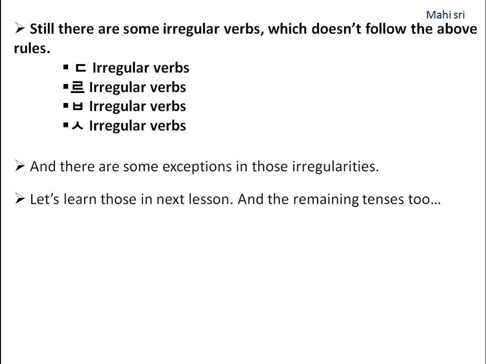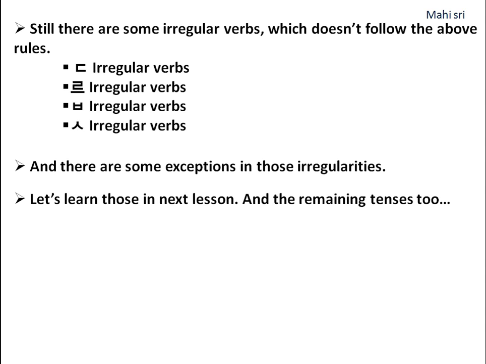Here, there are still some irregular verbs which don't follow these above rules, and I'm gonna explain them in the next lesson. And there are some remaining tenses: past tense, future tense, and present continuous tense. I will explain those in the next lesson too. Those are very easy. If you just learn this present tense conjugation, you can very easily, within seconds, conjugate those verbs into any tense. So this is the basic one, and those irregular verbs I'll explain in the next lesson.